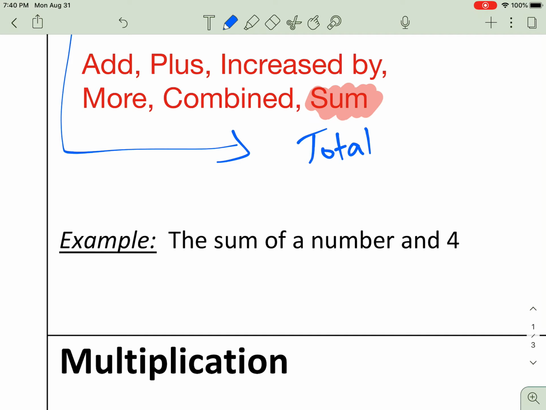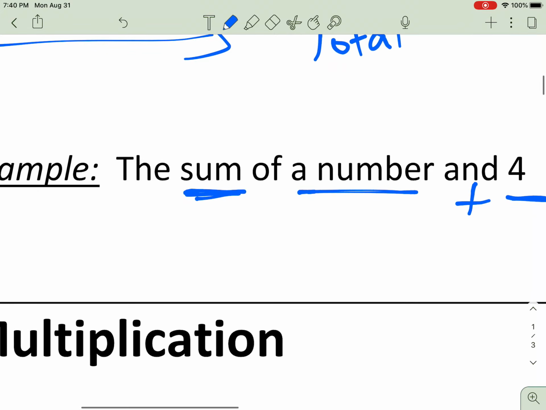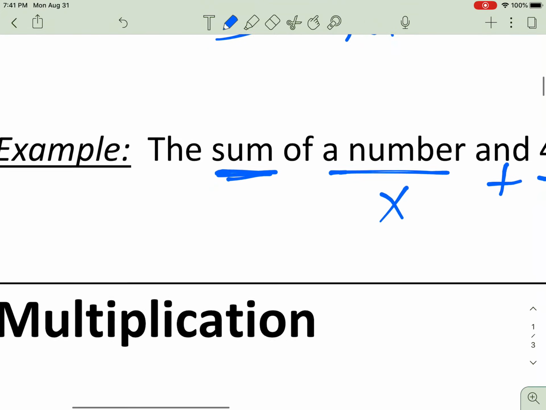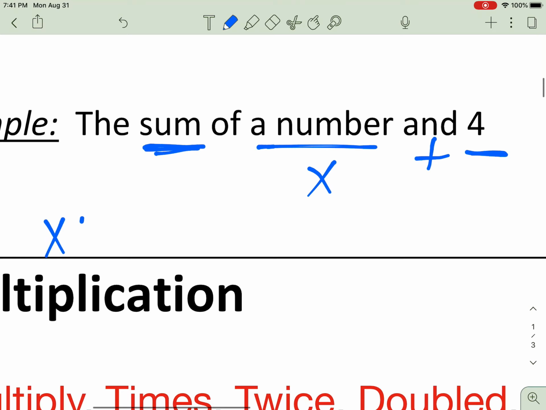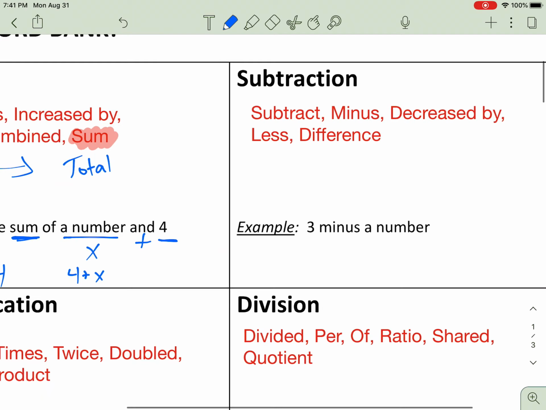What we want to do is take it from words into the mathematical language that we all know. So what is the sum of a number and 4? Whenever it says a number, you can just pick whatever number you want, but in this case it's going to be x plus 4. It could also be 4 plus x, but we're going to usually write it in the manner that it gives it to us. That's an example using one of the words for addition.